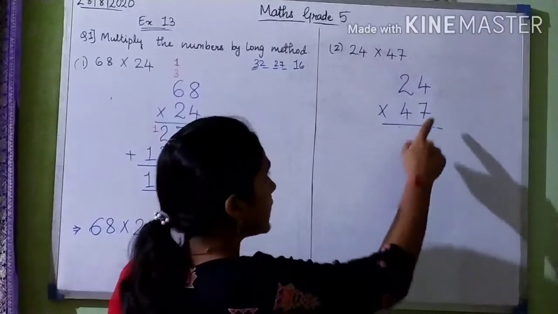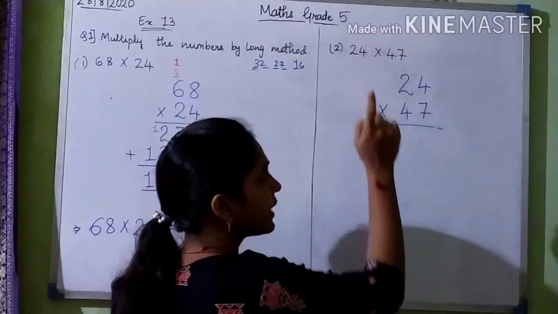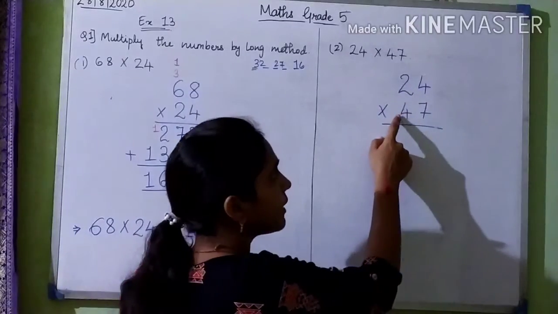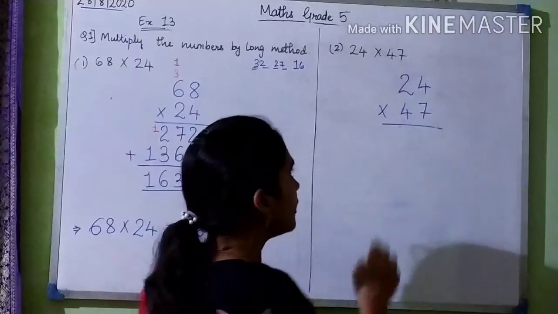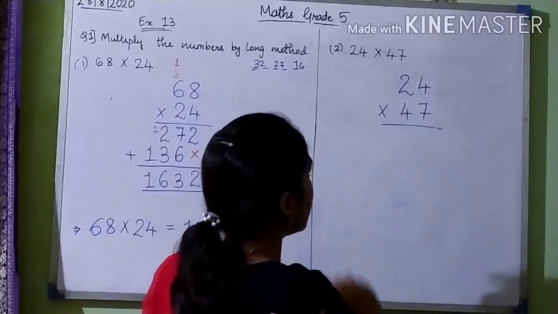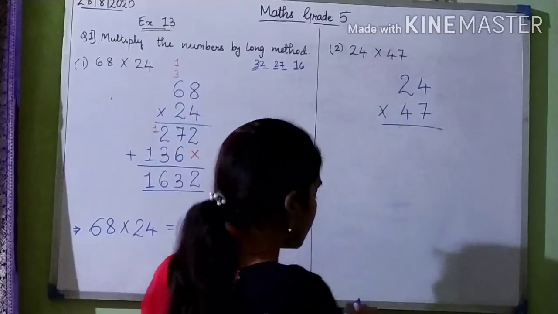Okay. So first I will multiply 7 by 4. Then I will multiply 7 by 2. This will complete my first step. Now in the next step I will multiply 4 by 4 and then 4 by 2. Okay. So let's see. First I multiply 7 by 4. 7 4s are 28, right? So 28 is again a 2-digit number.